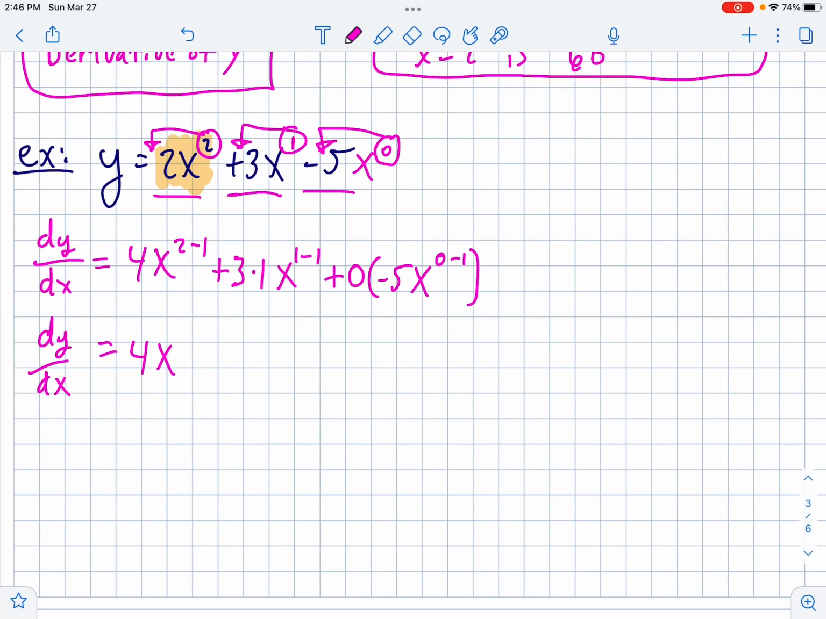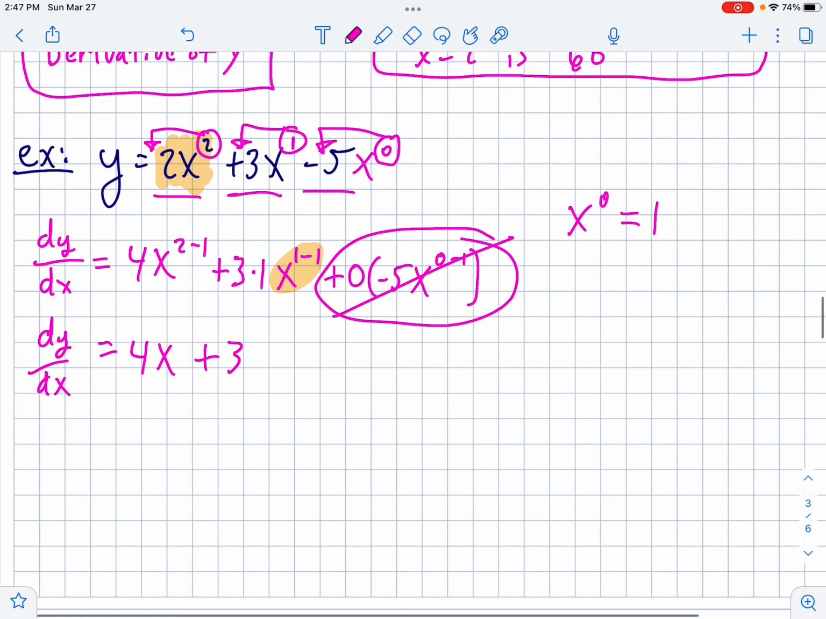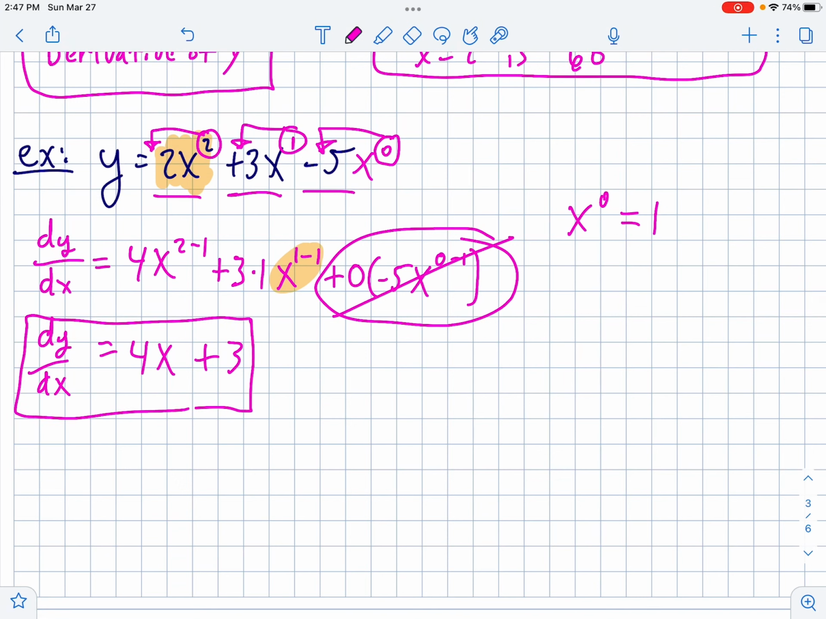we get 4x to the 1 power, which is just 4x. Then here, x to the 1 minus 1 is x to the 0. And x to the 0 is the same thing as 1. Anything to the 0 power is 1. So here we just get plus 3. And then this part totally goes away because of the 0. So this is our derivative right here. My gosh, this is getting sloppy. So that's the derivative, 4x plus 3.